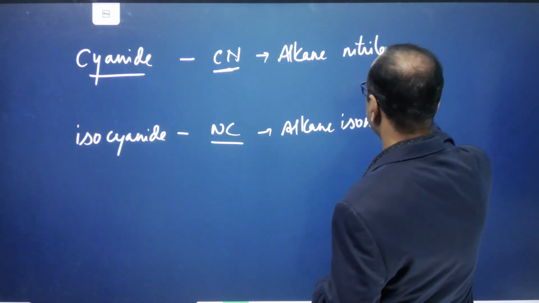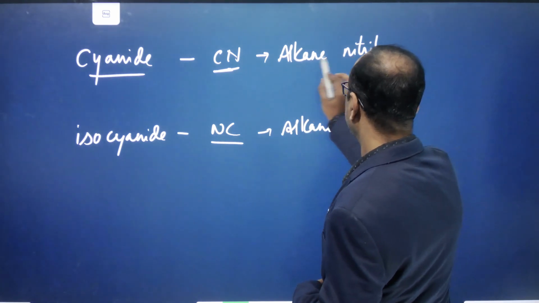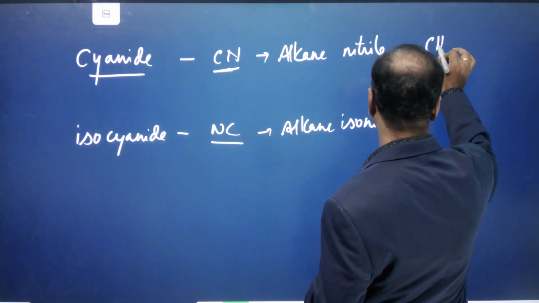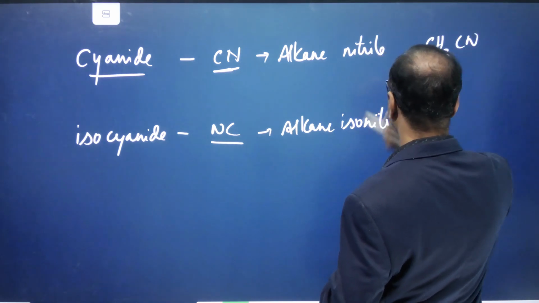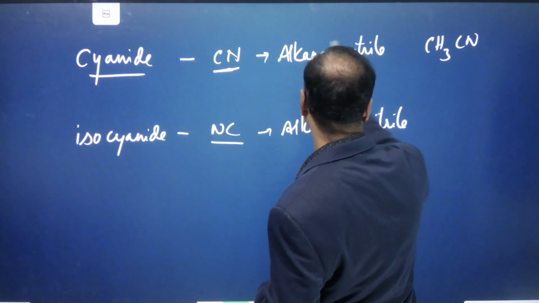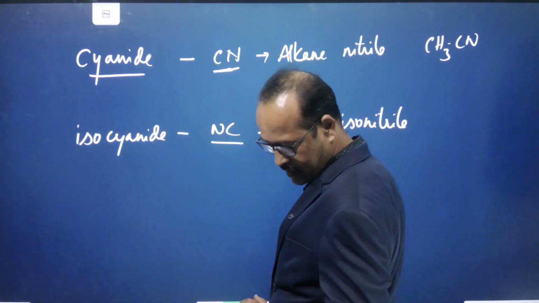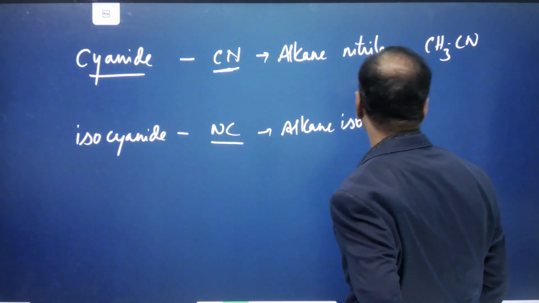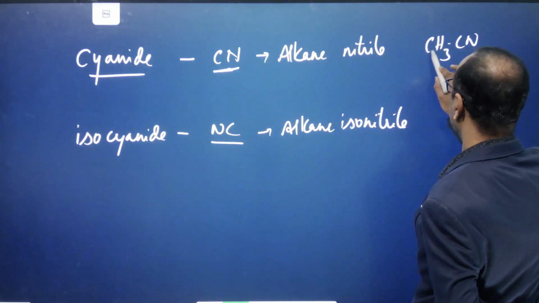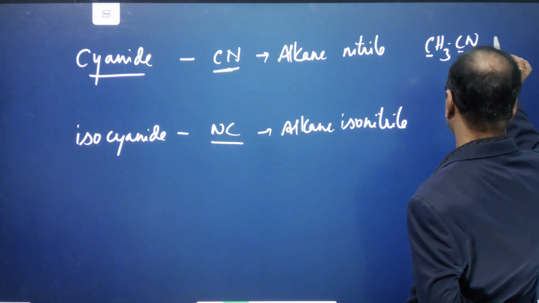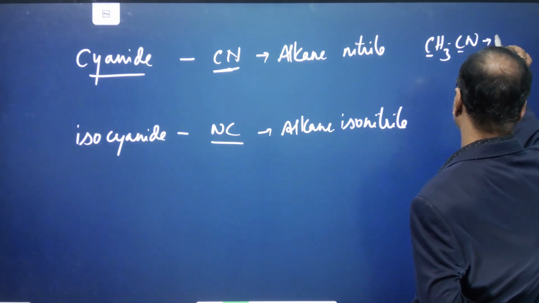Let us see a simple example for alkane nitrile: CH3CN. Here the alkane is attached to the cyanide group. How many carbons are there? 1, 2 carbons. So two carbons is what? Eth.